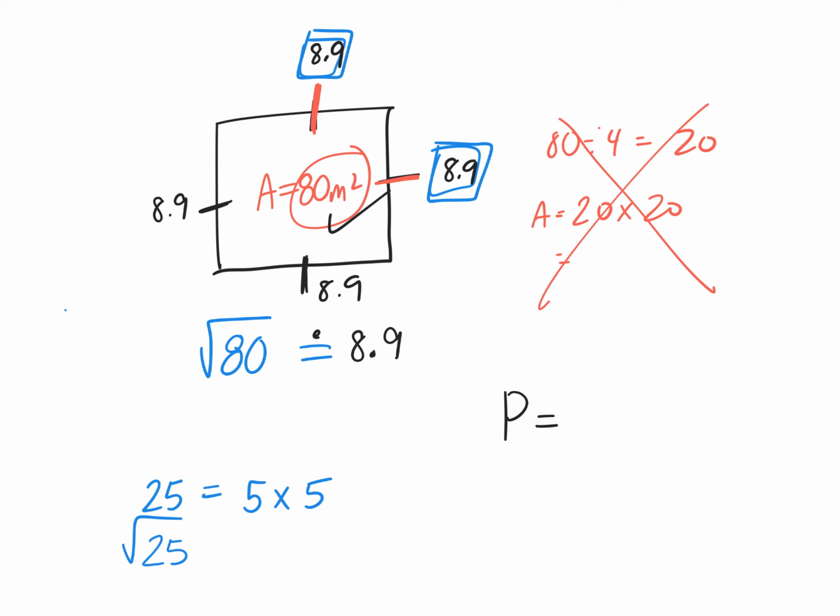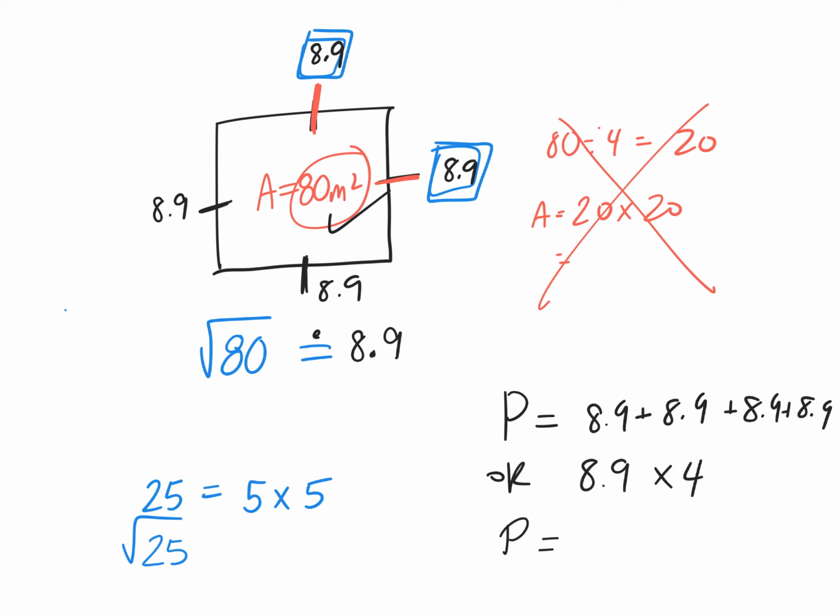You add it. You can do 8.9 plus 8.9 plus 8.9 plus 8.9. That takes forever. Or you could do 8.9 times 4. Good. So what is the perimeter of this classroom?